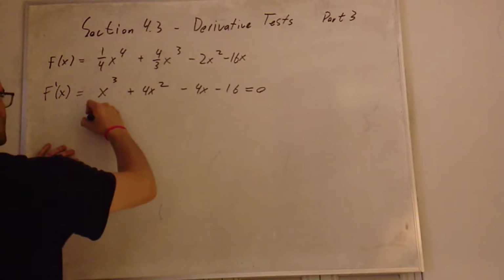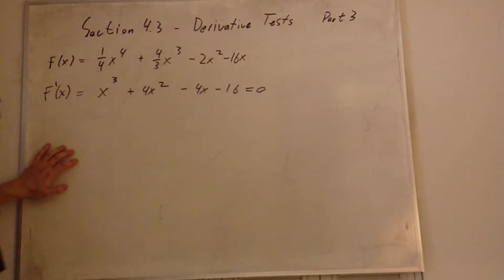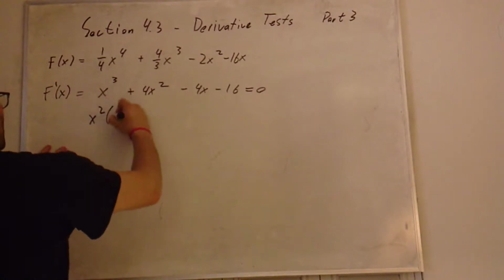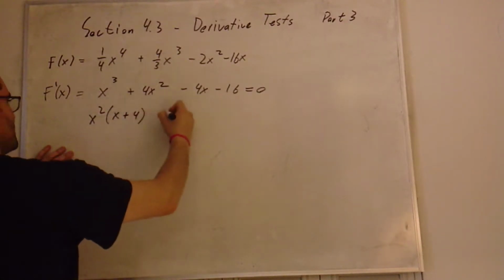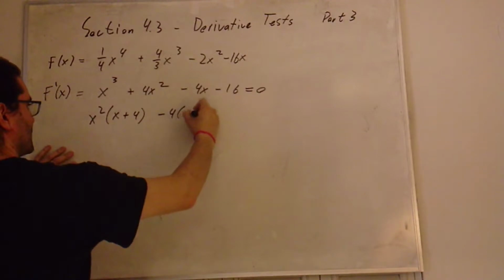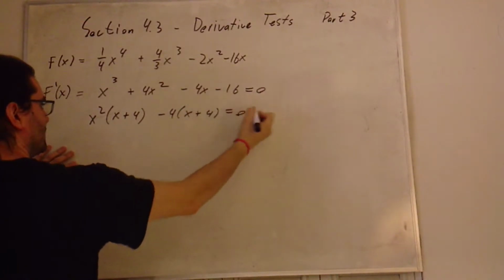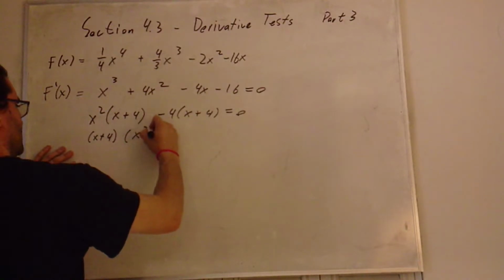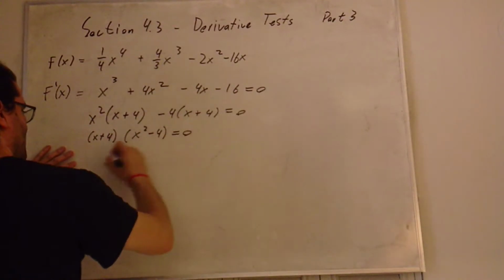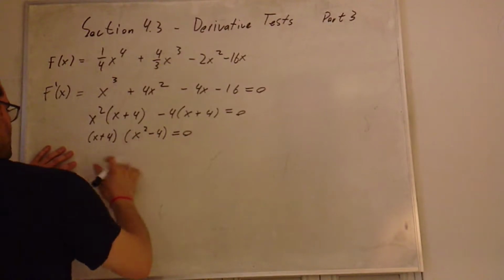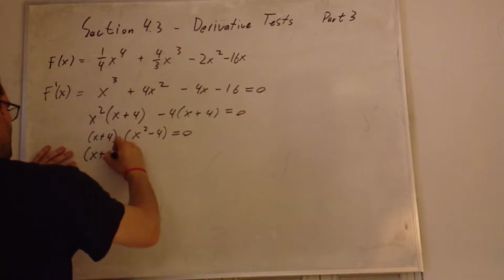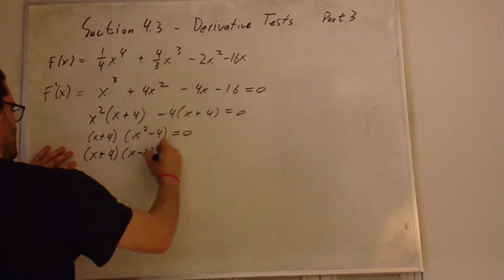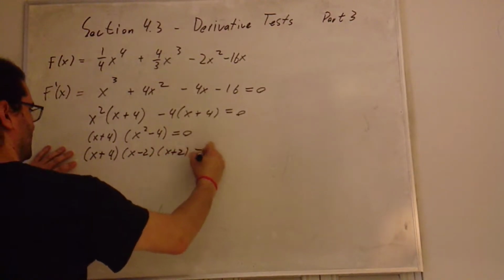And then I'm factoring this. We have 4 terms, it's polynomial. So I can pull out an x squared from the first 2 pieces and a negative 4 from the second 2 pieces. And then I can pull out the x plus 4s. And then I can pull the difference of squares out of this. So I have an x plus 4, an x minus 2, and an x plus 2 all equals 0.